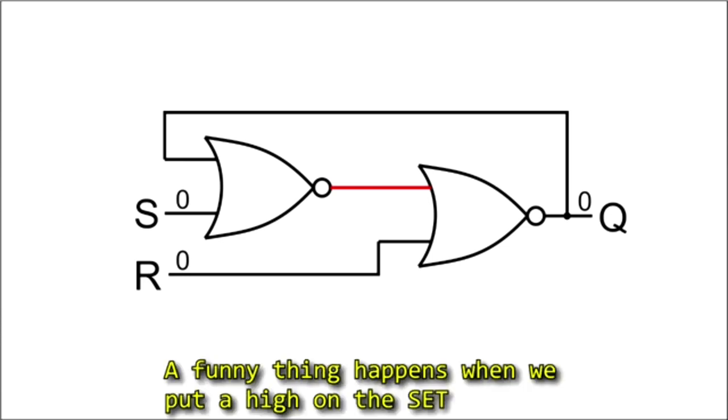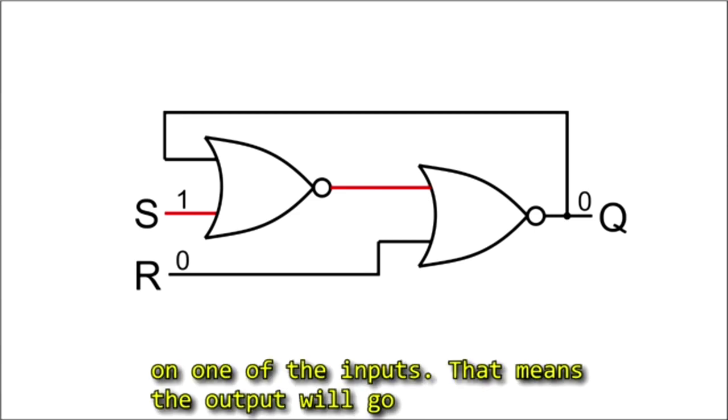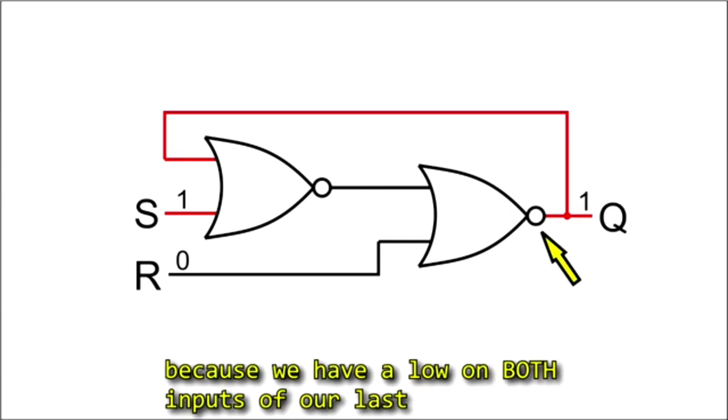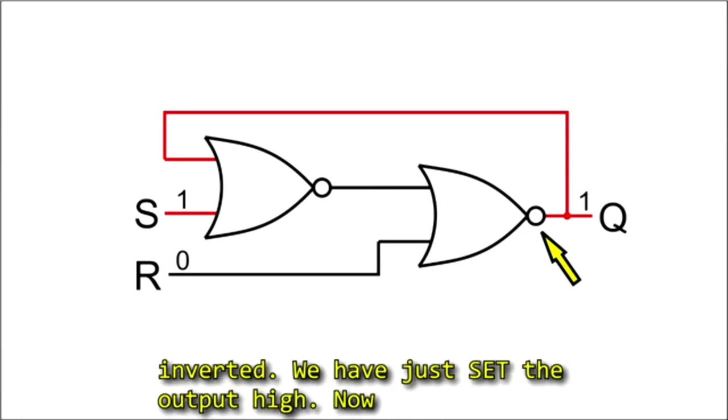A funny thing happens when we put a high on the set input. This is a NOR gate, and we now have a high on one of the inputs. That means the output will go low because it is an inverted OR gate. Now, because we have a low on both inputs of our last NOR gate, the output goes high on Q because it is inverted. We have just set the output high.